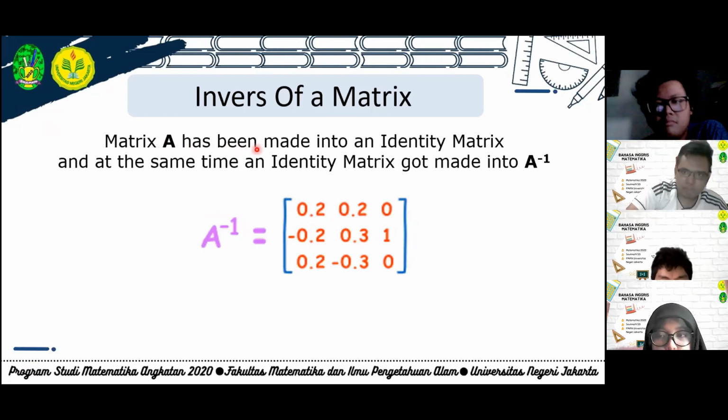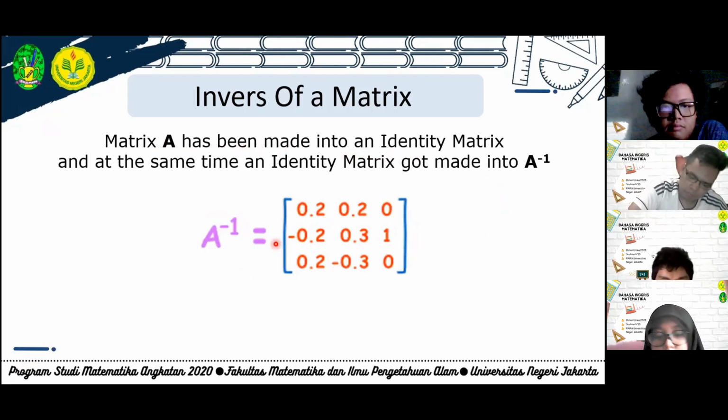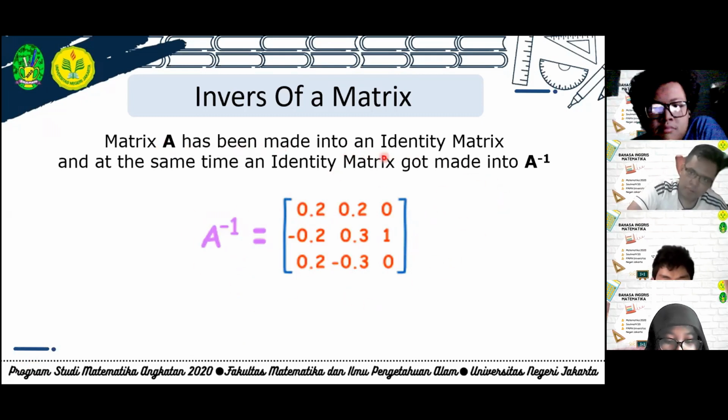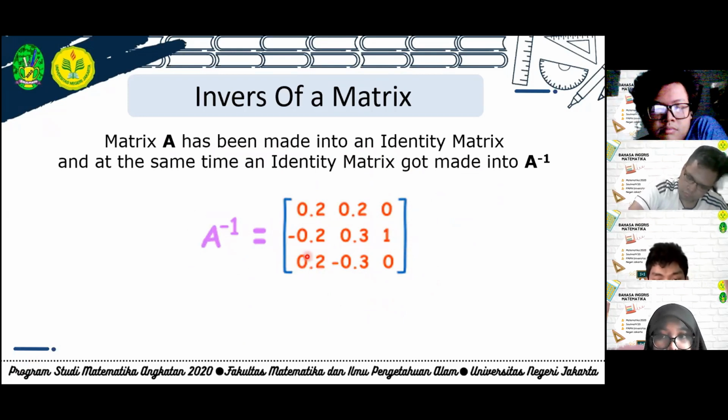Matrix A has been made into an identity matrix, and at the same time, an identity matrix got made into A inverse. So we get A inverse equals 0.2, 0, 0.2, 0, minus 0.2, 0.3, 1, 0.2, minus 0.3, and 0.